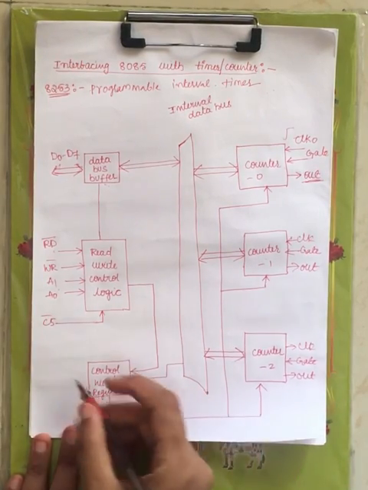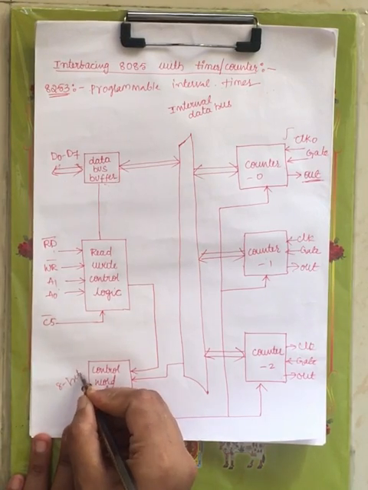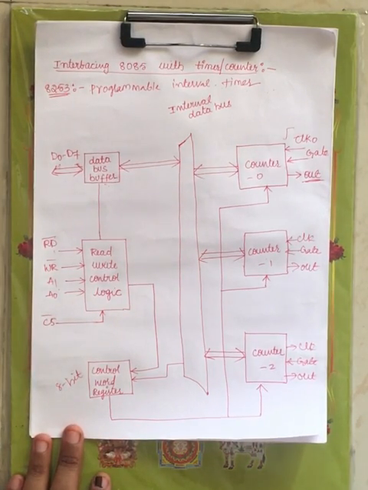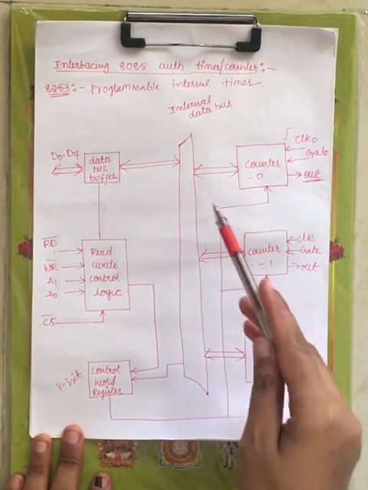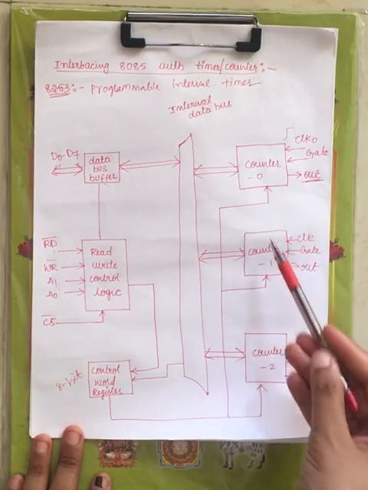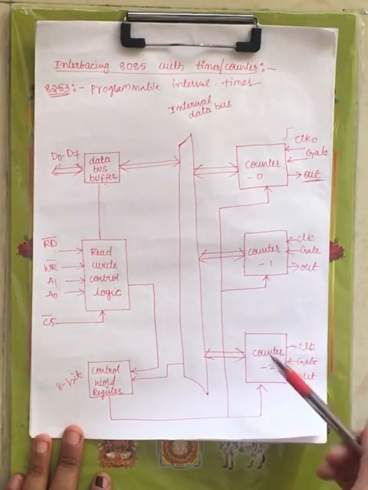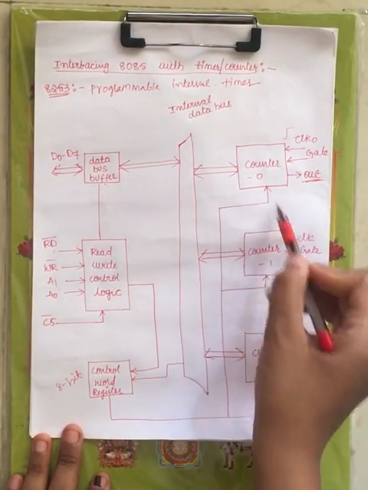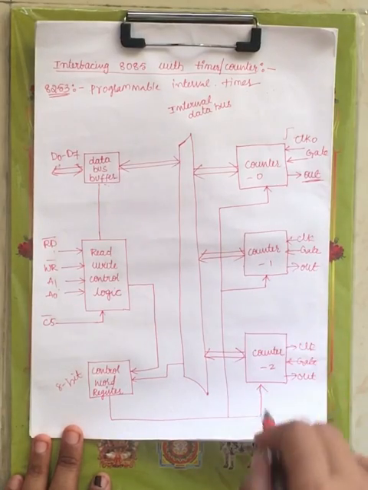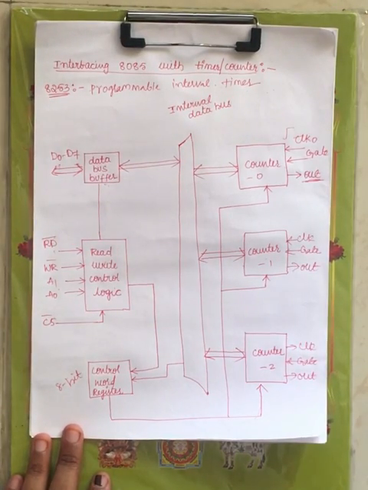Next you have the control word register, which is an 8-bit register. All these are connected to the internal data bus, and the internal data bus is connected to the 3 counters, counter 0, counter 1 and counter 2. The control word register has a connection to every counter. The counter is used to count the number of values. For timer, it will provide the delay by counting the events, and for counter it will count the external events.